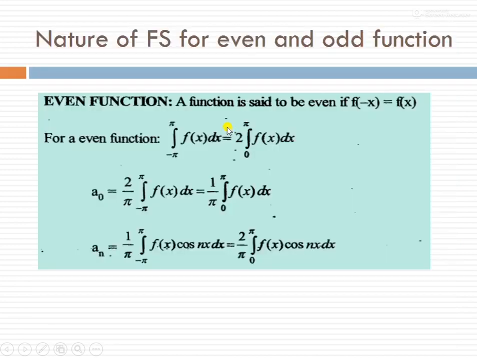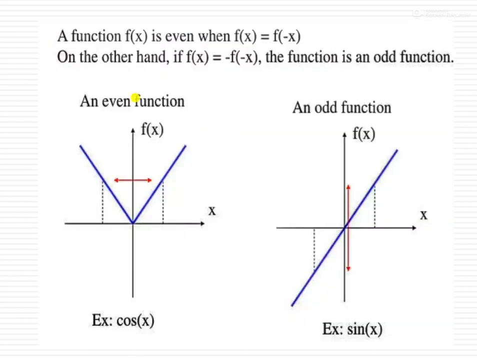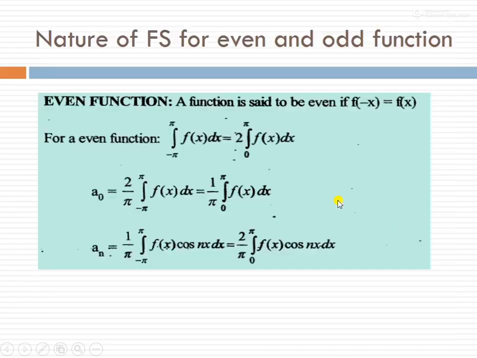And the nature of Fourier series for even and odd functions. A function f of x is even when f of x equal to f of minus x, and in the case of an odd function, f of x equal to minus f of minus x. cos x is an example of an even function, and sin x is an example of an odd function. And what is the nature of Fourier series for even and odd functions?